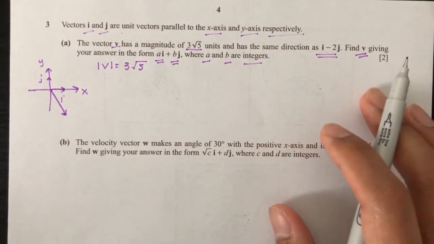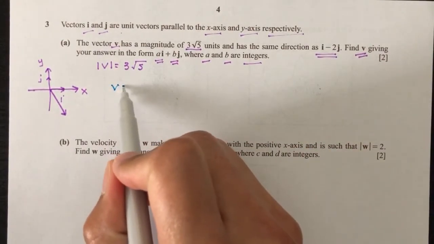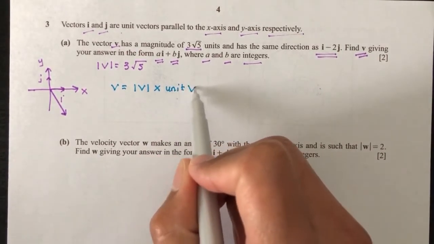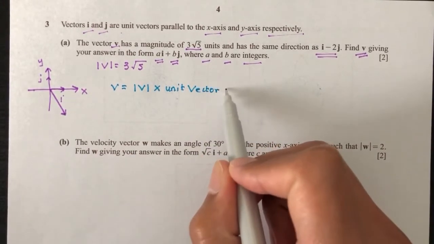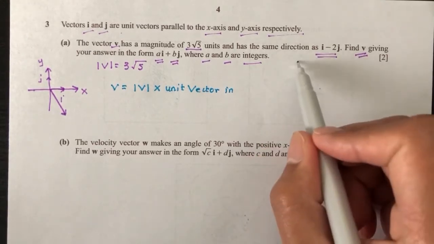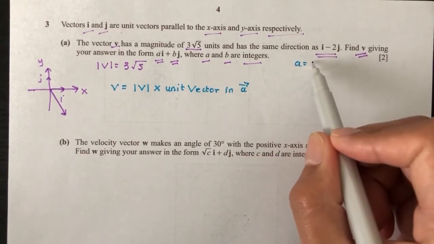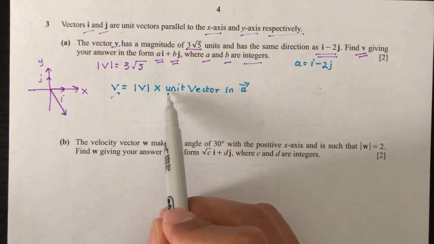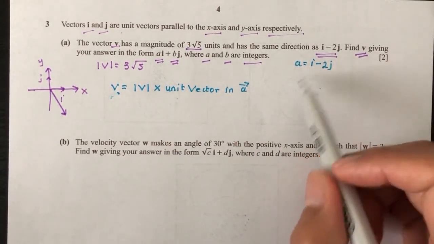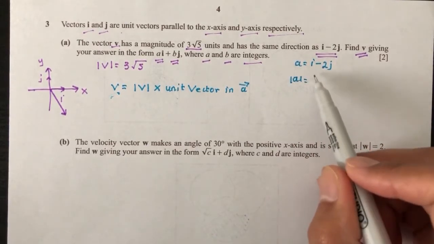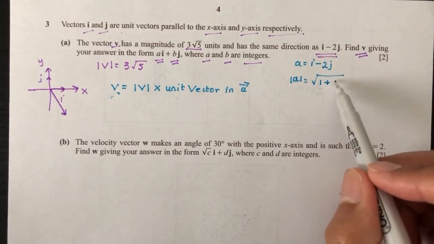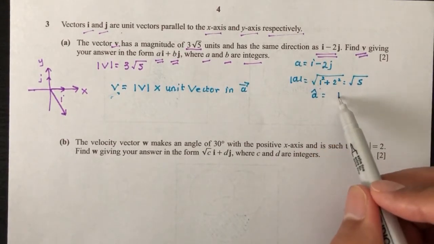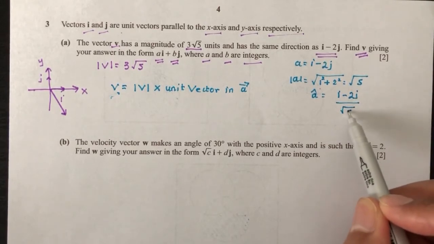So we actually have a formula to find v. v is equal to the magnitude of v times the unit vector in this direction, let's call this a, in the direction of a. So that is the formula to find v. Now we have to find the unit vector in the direction of a. If a equals this, what is the magnitude of a? It will be the square root of 1 squared plus 2 squared, that will be √5. So what is the unit vector? It will be the vector itself, which is i minus 2j, divided by √5.